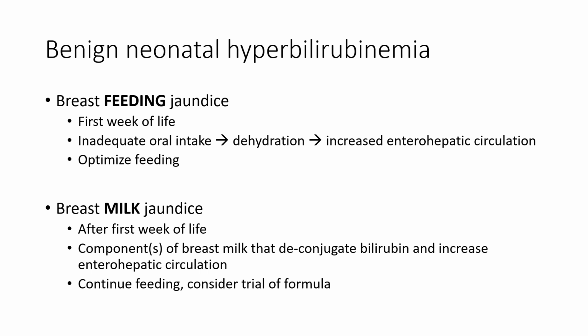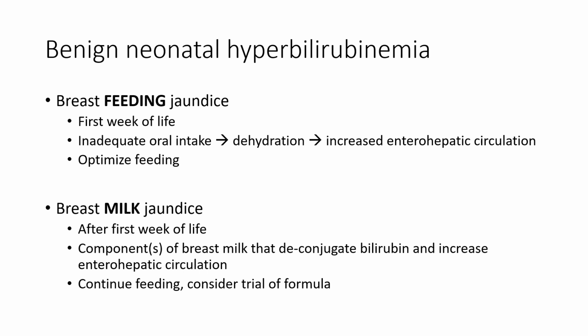The mama doesn't have enough milk yet, it takes time. Baby has inadequate oral intake and becomes dehydrated, and when a baby becomes dehydrated, it increases the enterohepatic circulation and increases the risk of neonatal hyperbilirubinemia secondary to low calorie or low feeding intake. It usually appears early in the first week of life. So the clue is early in the first week of life. How to improve? By optimizing the feeding.